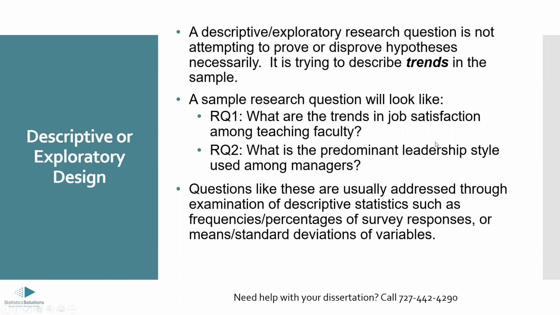So I have a couple sample research questions here. What are the trends in job satisfaction among teaching faculty? Or what is the predominant leadership style used among managers in a workplace? So as you notice here, we aren't correlating variables. We're not looking at differences between groups. It's exploring for trends in the sample. So just identifying means, standard deviations, frequencies, percentages. Usually you can use histograms or bar charts to address questions like these.